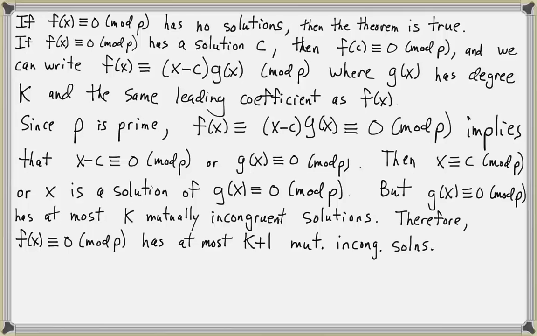So if f is a polynomial of degree k plus 1, we've shown that f of x congruent to 0 mod p has at most k plus 1 mutually incongruent solutions. Therefore, we can conclude by the principle of mathematical induction, the theorem is true for all degrees n.